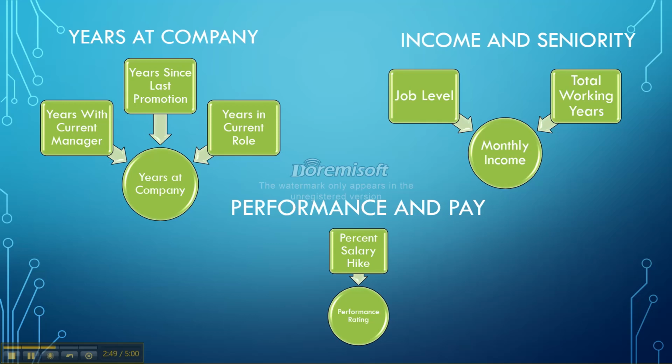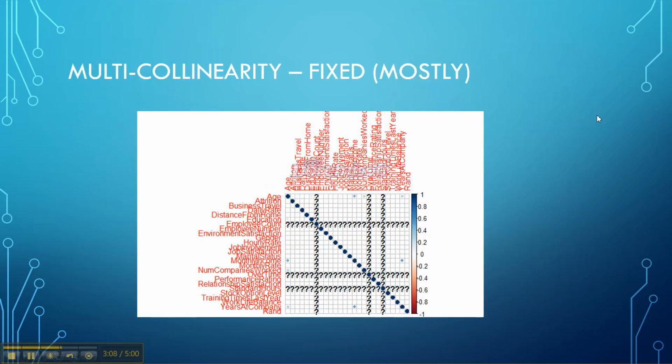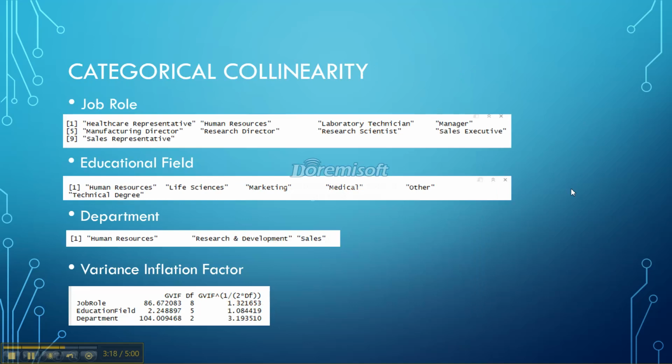Income and seniority: job level and total working years are collinear with monthly income. And finally, performance and pay: percent salary hike and performance rating are collinear. Nothing out of the ordinary, all sort of to be expected, but it helps reduce the number of features in this data set by removing those. Here again, just a quick plot. You can still see there's a few variables which are slightly collinear, but for the most part, we're pretty good. As mentioned earlier, we saw a few categorical variables with multiple levels.